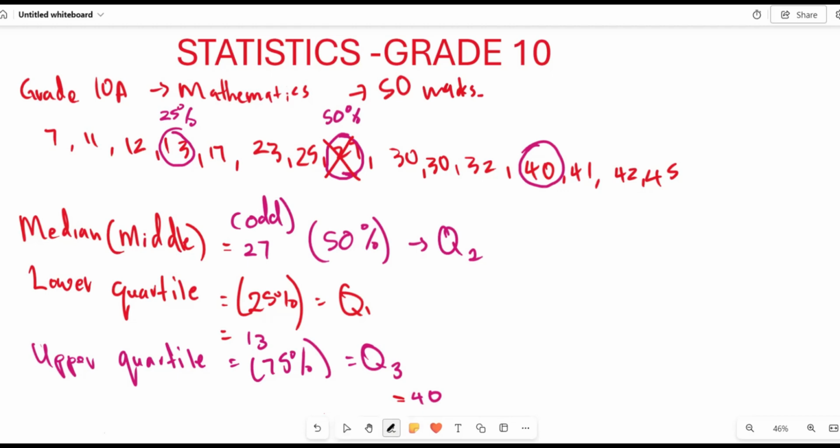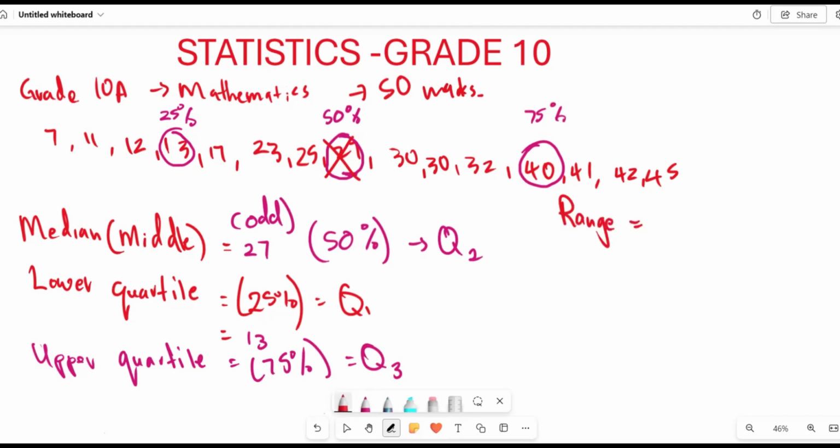Now that we understand this, which is the 75th percentage of the data, there are a lot of things that we can understand. We can also understand what we regard as our range.